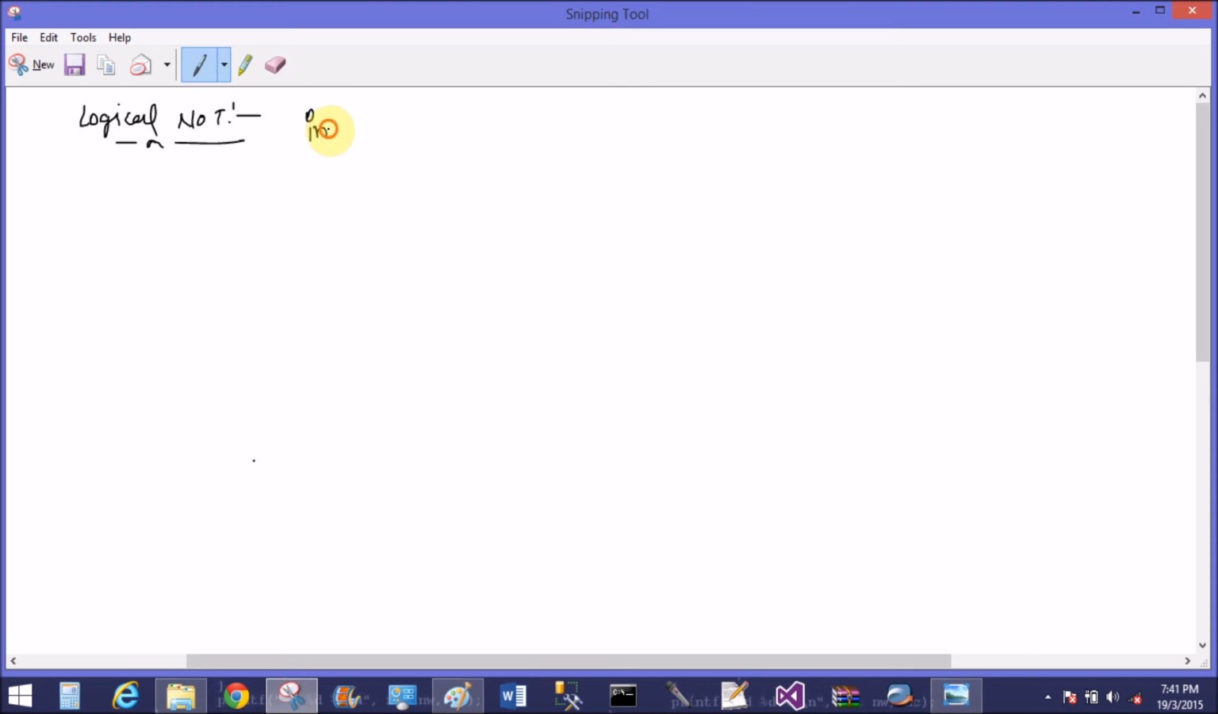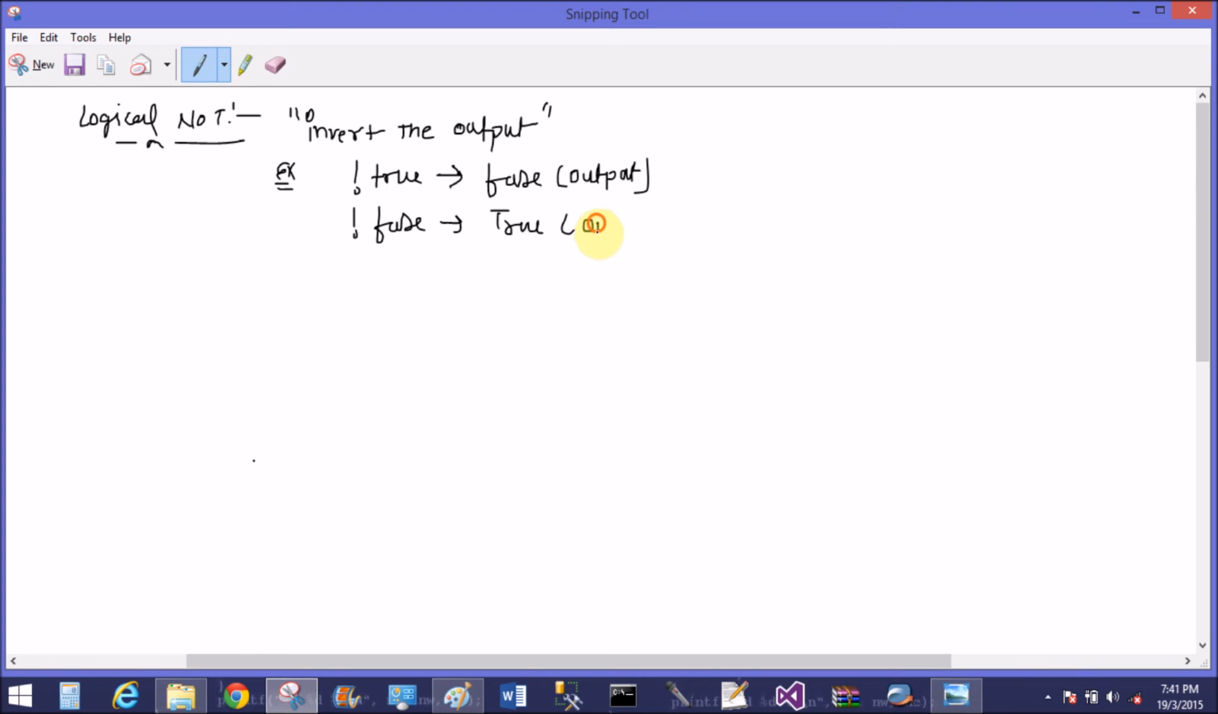Logical NOT operator: invert the output. Not equal to true, then return false as output. Not equal to false, return true in the output.